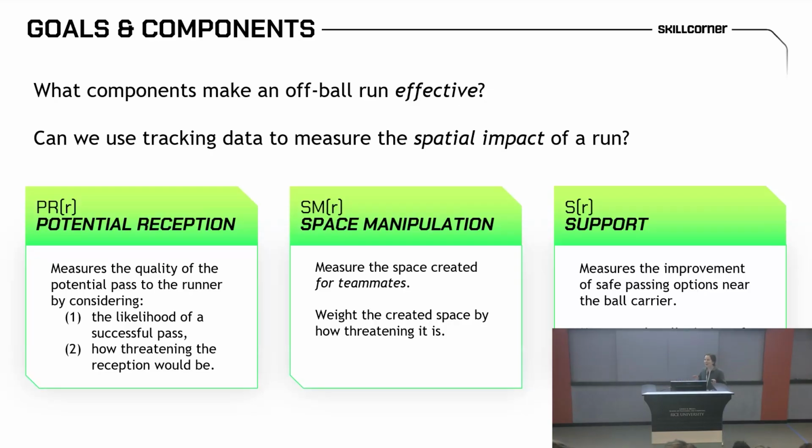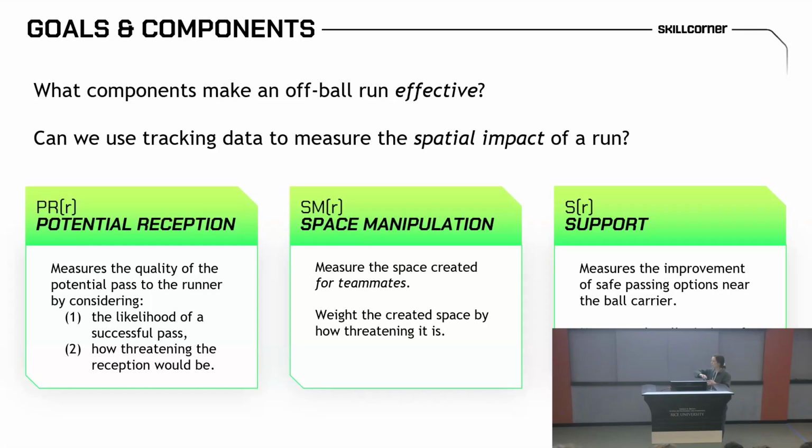We wanted to evaluate off-ball runs, and we came up with 3 components that we thought we should measure: the potential reception score, the space manipulation score, and the support score. I want to focus on those latter 2 because they were really trying to quantify the spatial impact of a run. The space manipulation score, the goal was to measure the space created for the teammates of the runner, and we weighted that space by how dangerous it was.